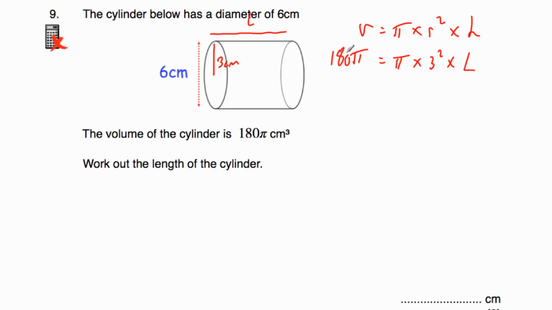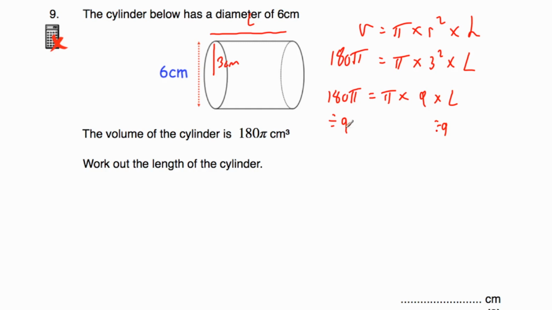So now we've got an equation. We've got our numbers and L. So let's find out what L is, the length of the cylinder. Now, remember our BODMAS, we need to work out the squared first of all. 3 squared is 9. So we've got 180 pi equals pi times 9 times L. Now we want to get L on its own, so we want to solve this equation. So I'm going to divide by 9 first of all. So divide by 9 and divide by 9 to get rid of the times by 9.